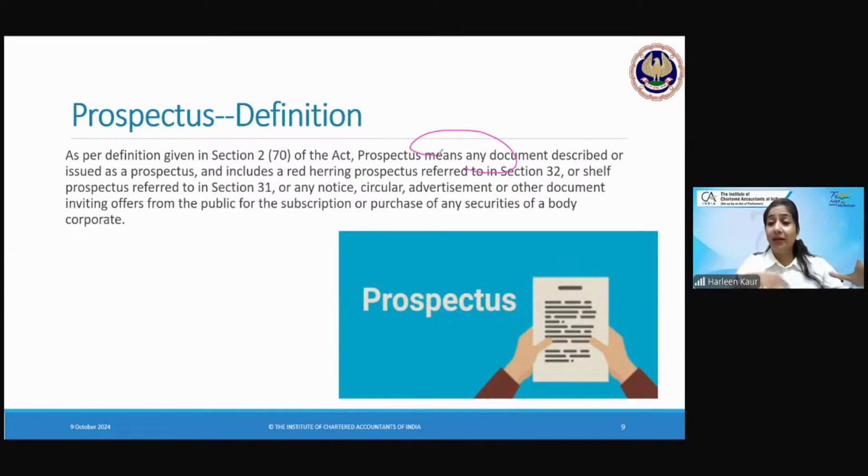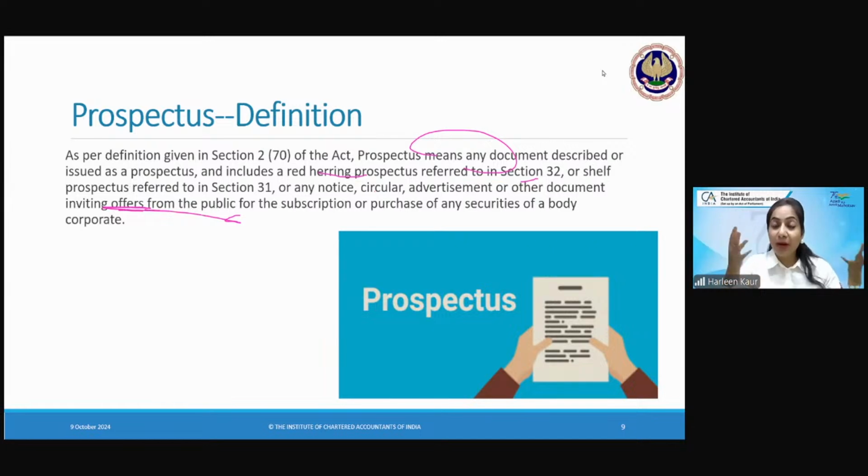I'm going to invest your money over here. This is my financial position. Whatever document, you can see in the picture also. Any document which is described or issued as a prospectus is a prospectus. It means you are using that document for inviting shares from the public, issue of securities to the public. That document is a prospectus. And it includes red herring prospectus under section 32, shelf prospectus under section 31. Any notice or document, circular, advertisement where you're inviting offers from the public to come and purchase the securities of your company, that document is known as prospectus.